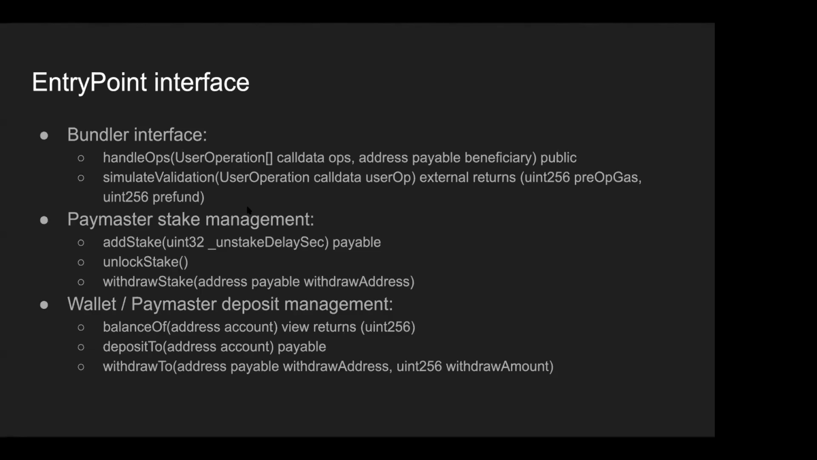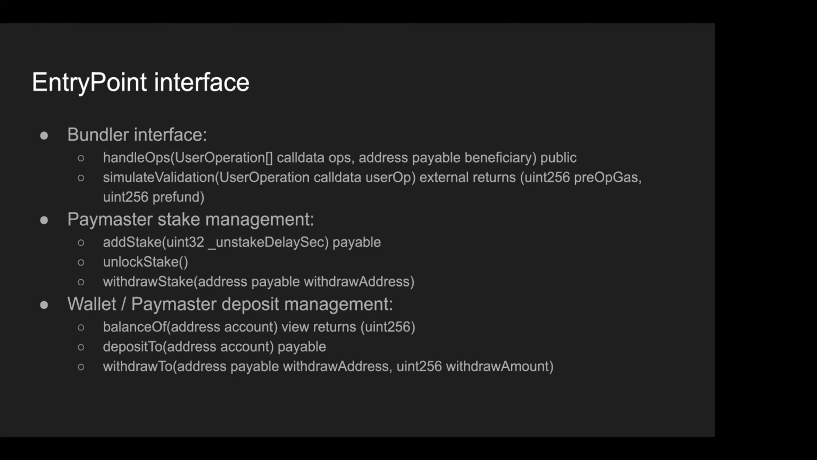Yeah, thank you. So in order to provide all of these services, the entry point singleton contract needs to implement some interfaces for serving the three entities involved. The first entity is a bundler. And as we said, the bundler can be a miner or block proposer, but it could also be an independent bundler.